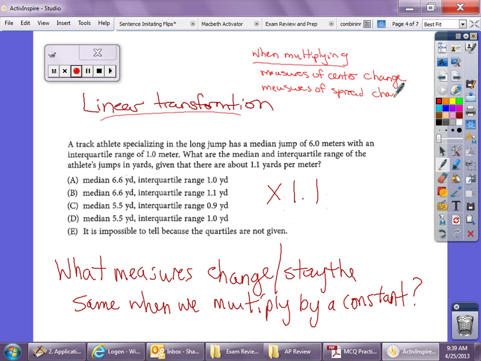So both the median, which is a measure of center, or measure of central tendency, or a measure of location, will change, and my interquartile range, that's a measure of spread, will also be impacted by multiplying by 1.1. So I will take my 6.0, multiply by 1.1, and I get 6.6. I will take my interquartile range of 1.0, multiply by 1.1, and I will get an interquartile range of 1.1. So that led to letter B as the correct answer.